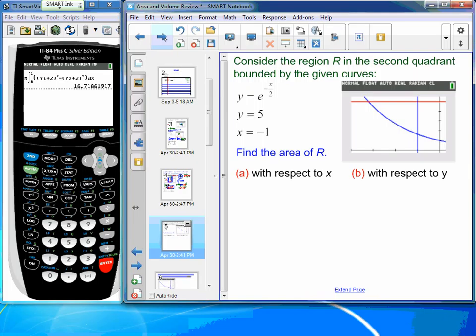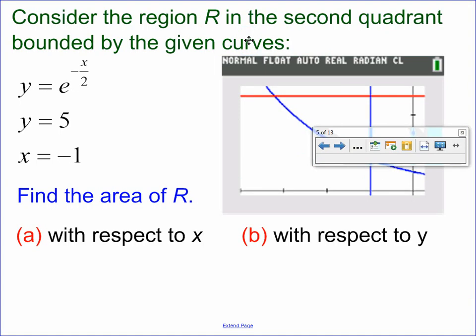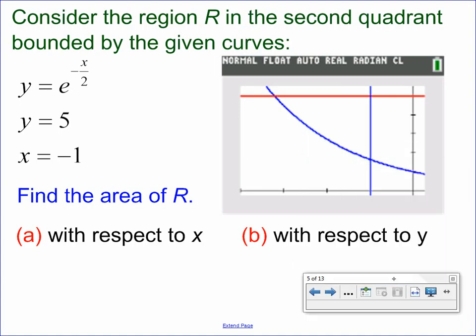Let's go ahead and take a look at a different set. New region and boundary curves. Ladies and gentlemen, consider the region R in the second quadrant, bounded by the curves y equals e to the negative x over 2. So we know that must be my blue curve here. Y equals 5 must be my red. X equals -1 must be the vertical. Can we find the area of R with respect to x versus with respect to y? Absolutely. So let's go ahead and shade my original region. Two separate integrals should be the same.